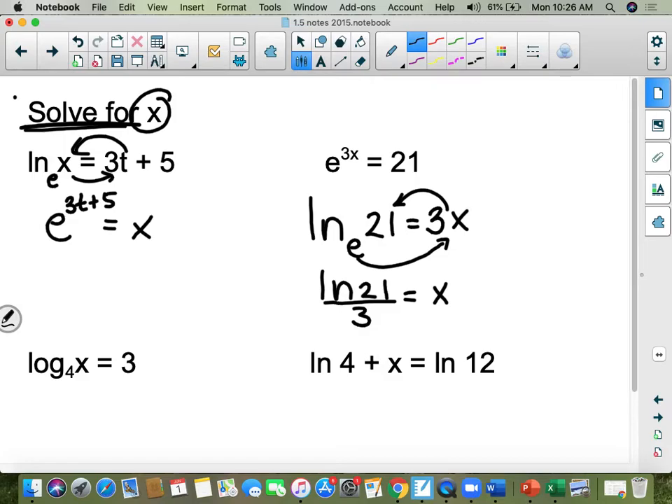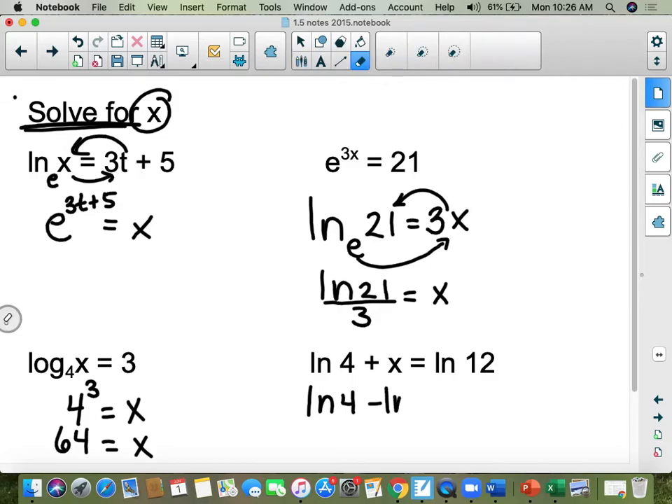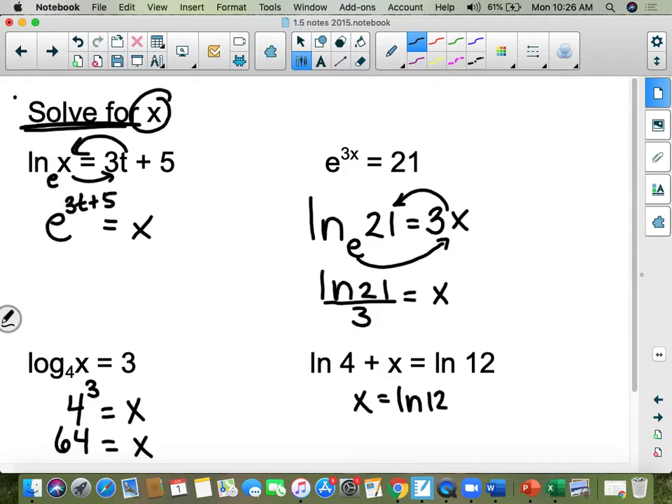To solve for x, do the loop around. 4 to the third equals x. So x is equal to 64. 4 times 4 times 4 is 64. I want to solve for x. This is a good one. I'm going to do x equals the natural log of 12 minus the natural log of 4. I got these together on the same side. Now I'm going to use the rule that says if there's a minus sign, I can divide these, which is the natural log of 3.